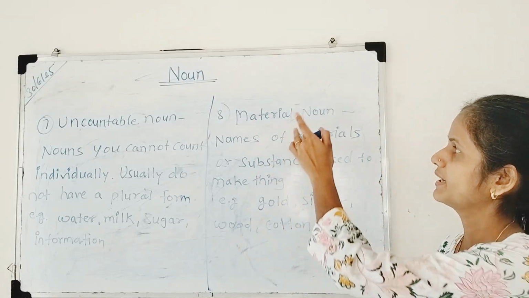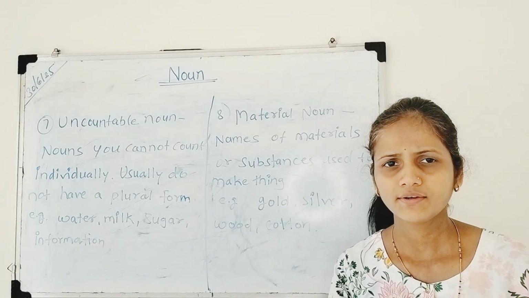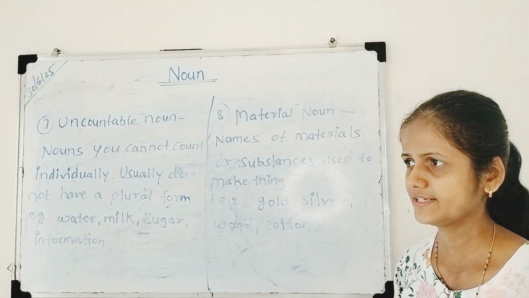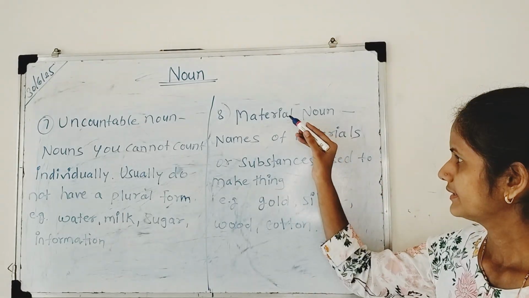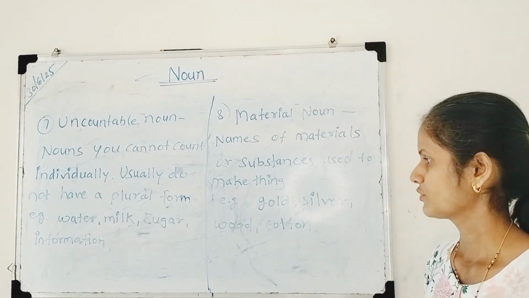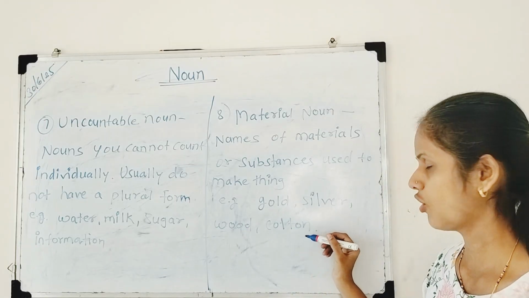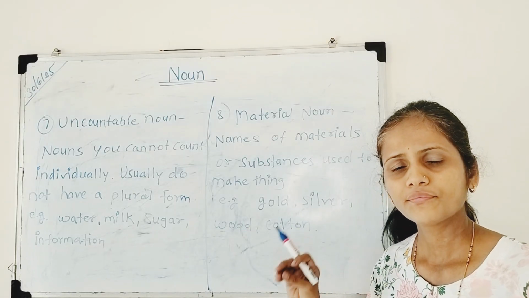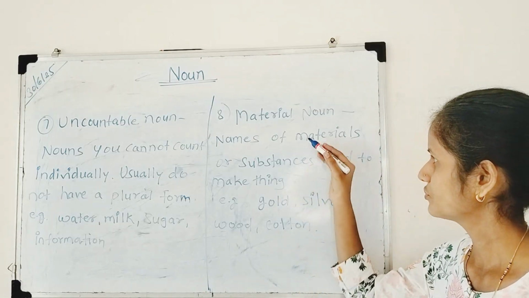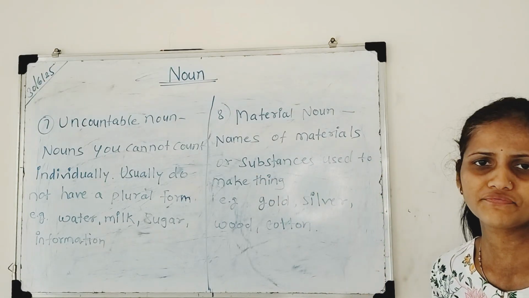Now last one is material noun. Names of materials or substances used to make things. For example, specific thing is there. How that thing is made up of. Okay. So that is what material noun. Names of material to make that thing. For example, gold, okay, then silver, wood, then cotton. These are the materials, okay. From these materials, many different things we can make, okay. So material noun is what? Names of materials or substances used to make different things.